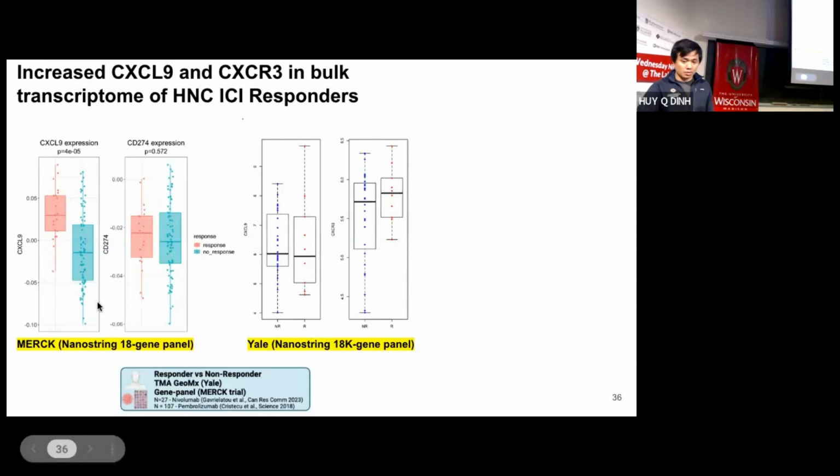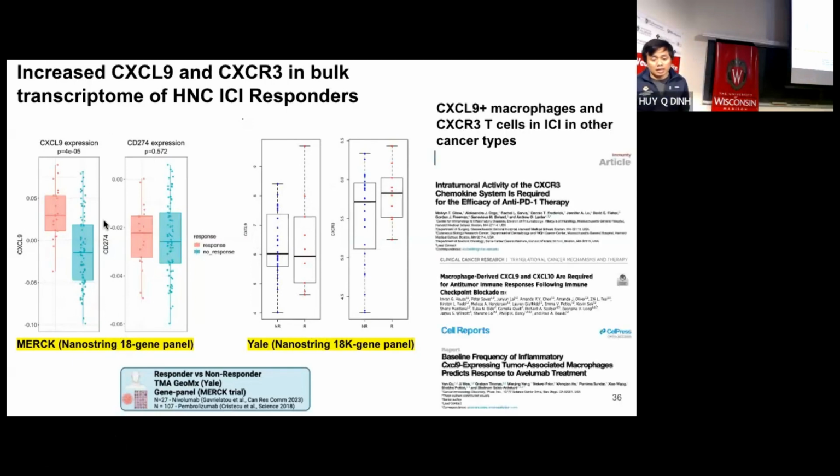There's no CXCL3 in this 18 gene panel, so we cannot do that comparison. And in literature, recently, people study CXCL9 macrophage and CXCR3 T cell, arguing they are crucial for the immunotherapy response, but they never link them together. Usually they study them separately. There are a number of papers in different mouse models here.